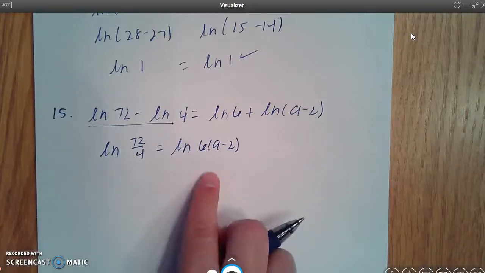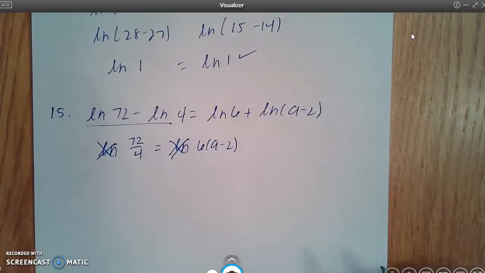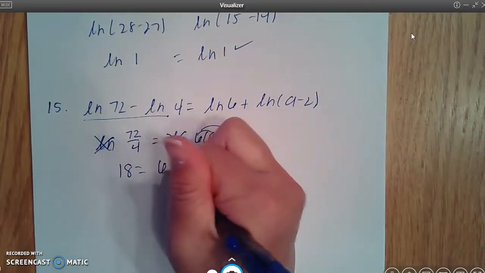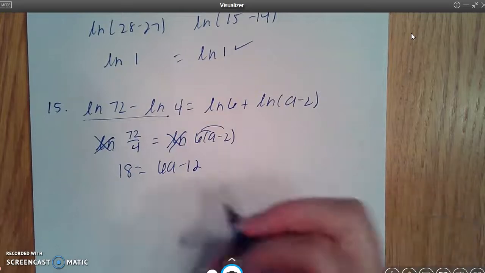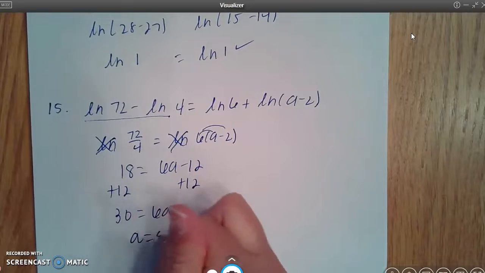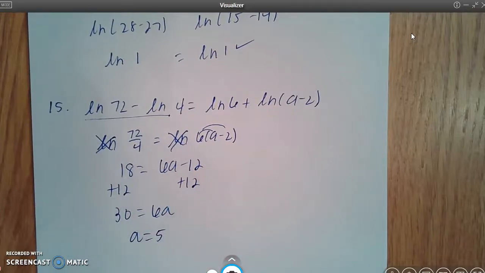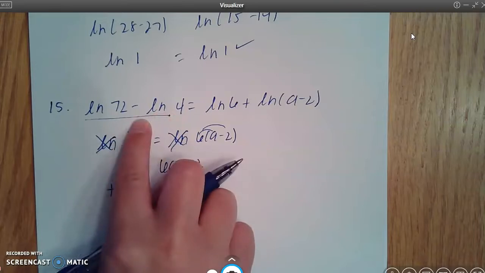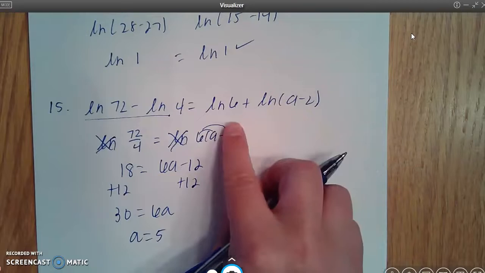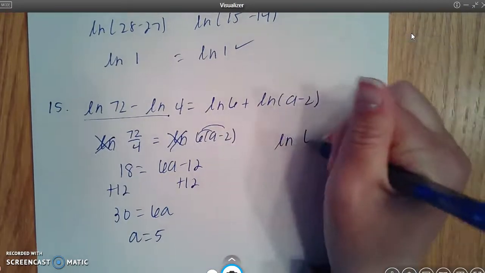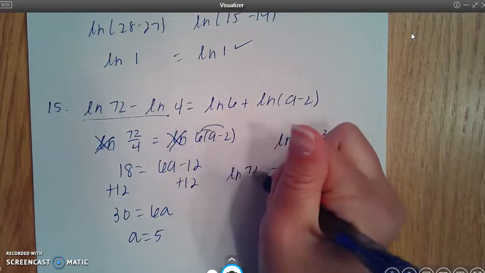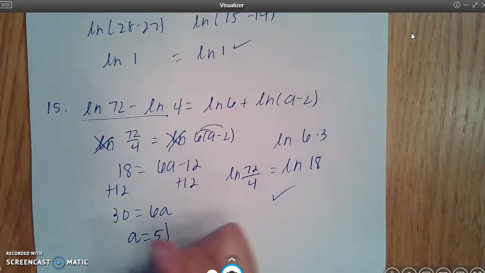Since I have a single log on the left and a single log on the right, my natural logs can cancel. 72 divided by 4 is 18. And if I distribute, you get 6a minus 12. I'm going to add 12 to both sides, and I'm going to get 30 is equal to 6a. So that means a is equal to 5. When you go to check this back in, there's no a's on this side, so I don't have to check it. Over here, 5 minus 2 is 3. So technically you would have to rewrite this, and you get natural log of 18, which is what you would get on the other side when you divide your 72 and your 4. So they check to be the same, so a is equal to 5.